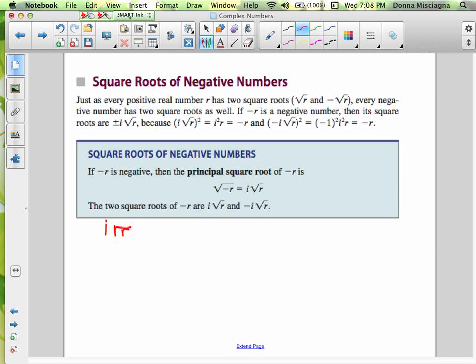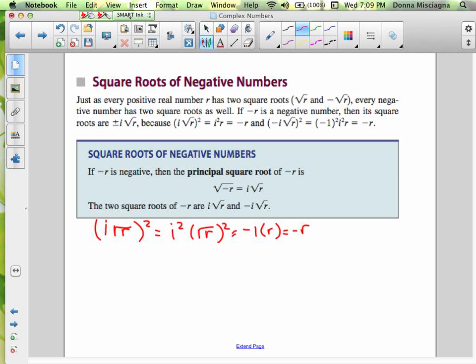i square root of r and square it, I'd have i squared times the square root of r squared. i squared is negative 1. Square and square root cancel, so that would be negative 1 times r, which is negative r. So if i square root of r squared is negative r, then the square root of negative r must be i square root of r.